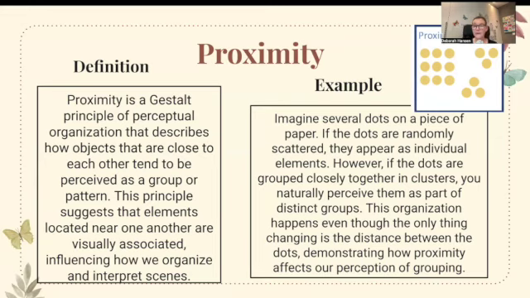So, for example, imagine several dots on a piece of paper. If the dots are randomly scattered, they appear as individual elements. However, if the dots are grouped closely together in clusters, you naturally perceive them as part of a distinct group. This organization happens even though the only thing changing is the distance between the dots, demonstrating how proximity affects our perception of grouping.